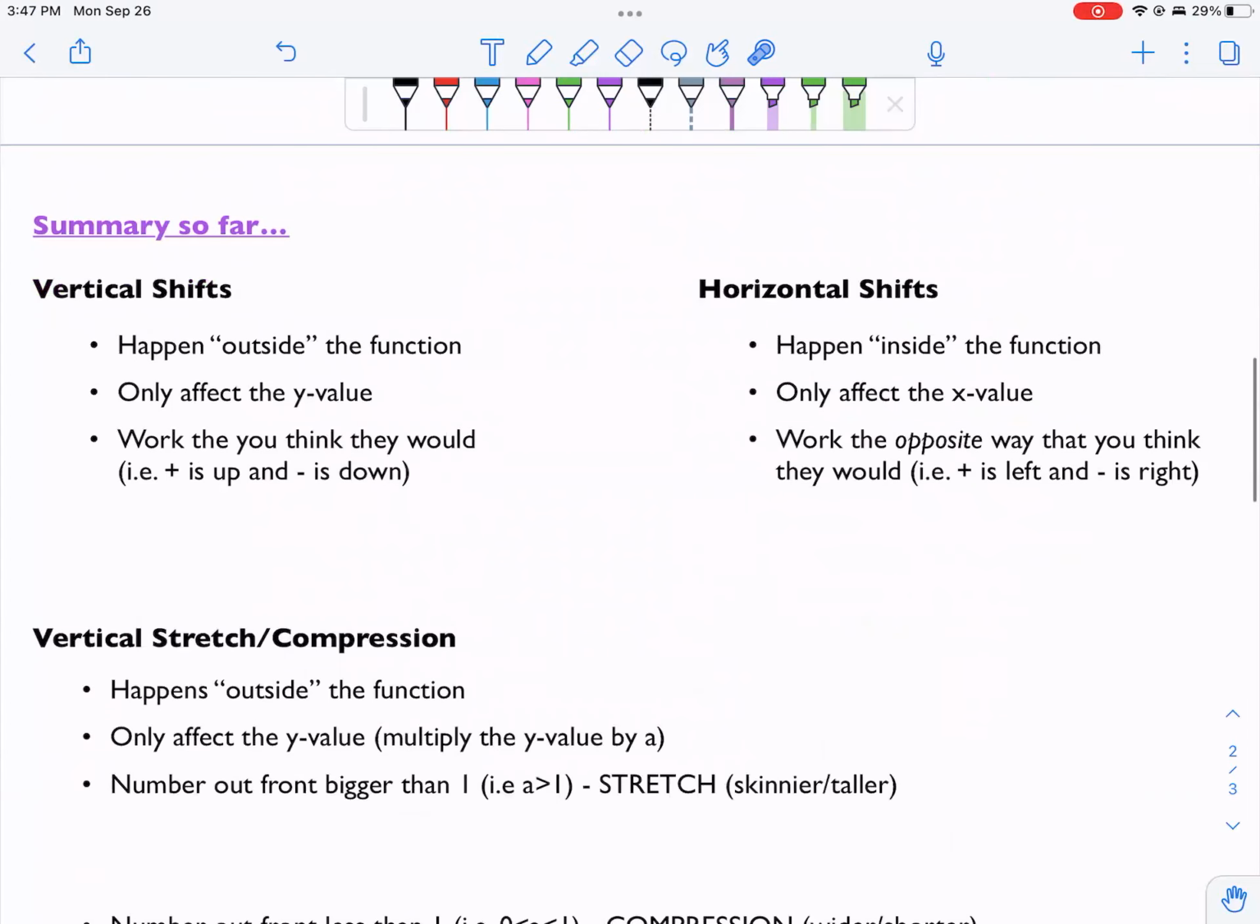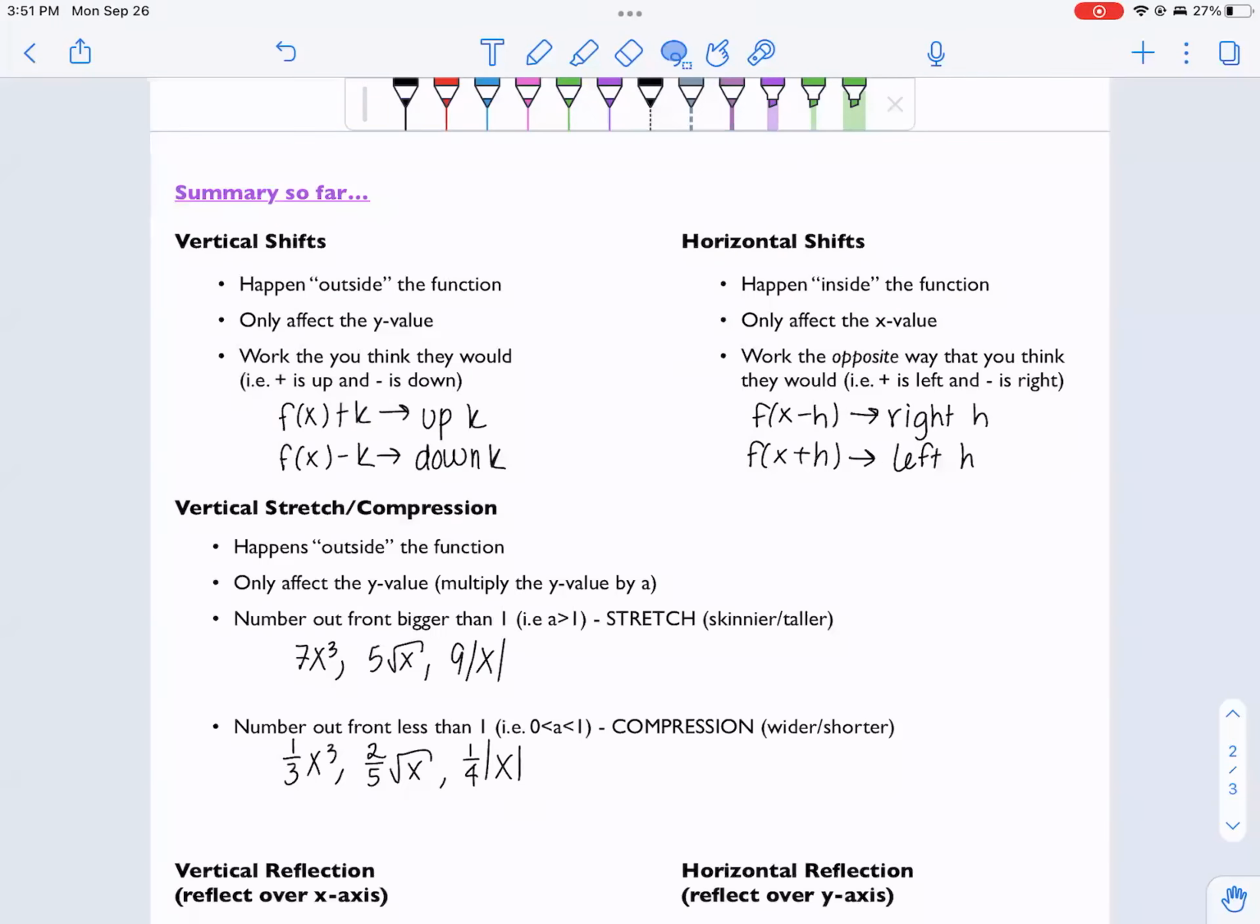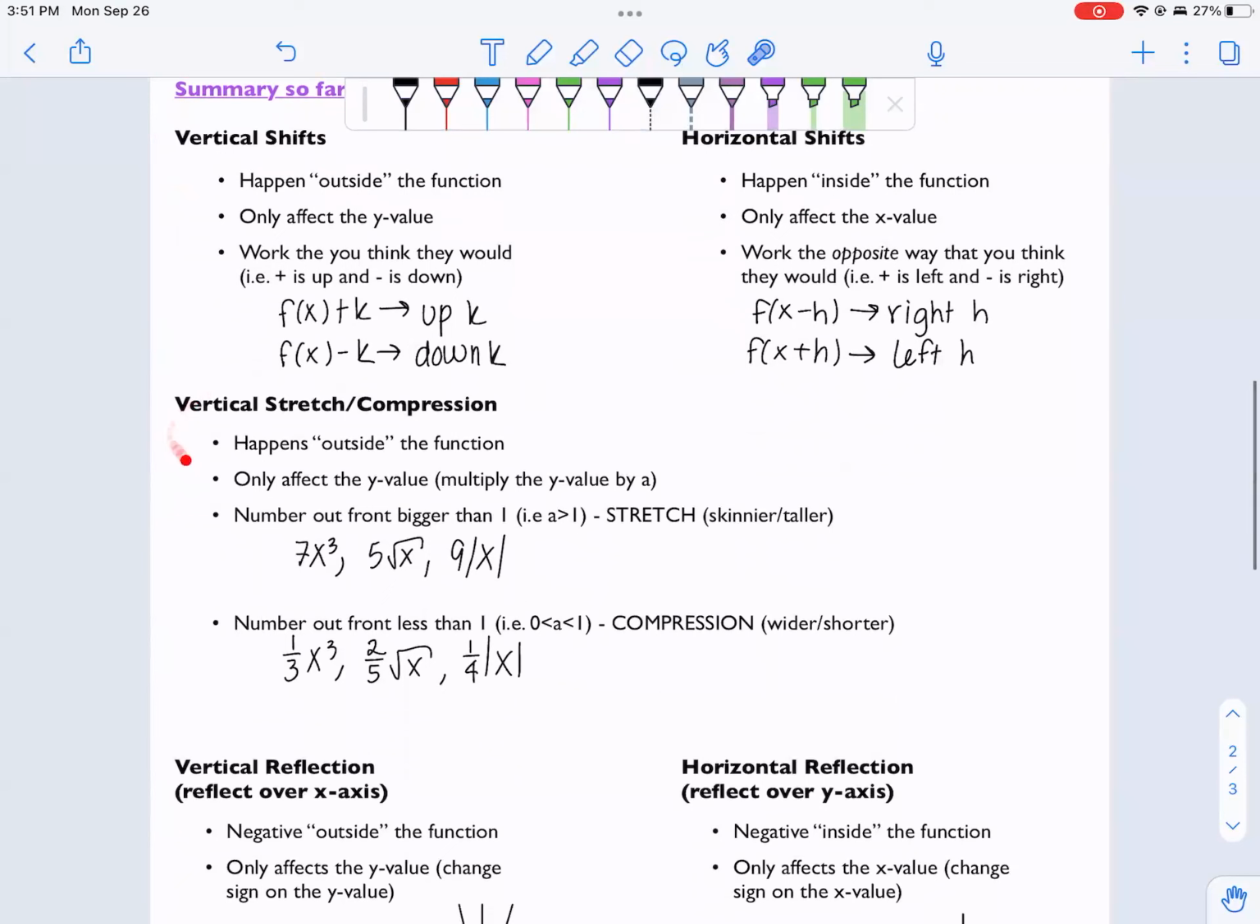So, summary here. Give me a sec so I can copy and paste what we have on previous pages. All right, so this is stuff we've talked about previously. Vertical shifts are adding or subtracting outside the function. Horizontal shifts are adding or subtracting inside the function. Vertical stretches and compressions are when you multiply the function on the outside by some value. If that number is bigger than 1, it's going to stretch. If that number is less than 1, like 1/3, 2/5, 1/4, that's going to compress the function.